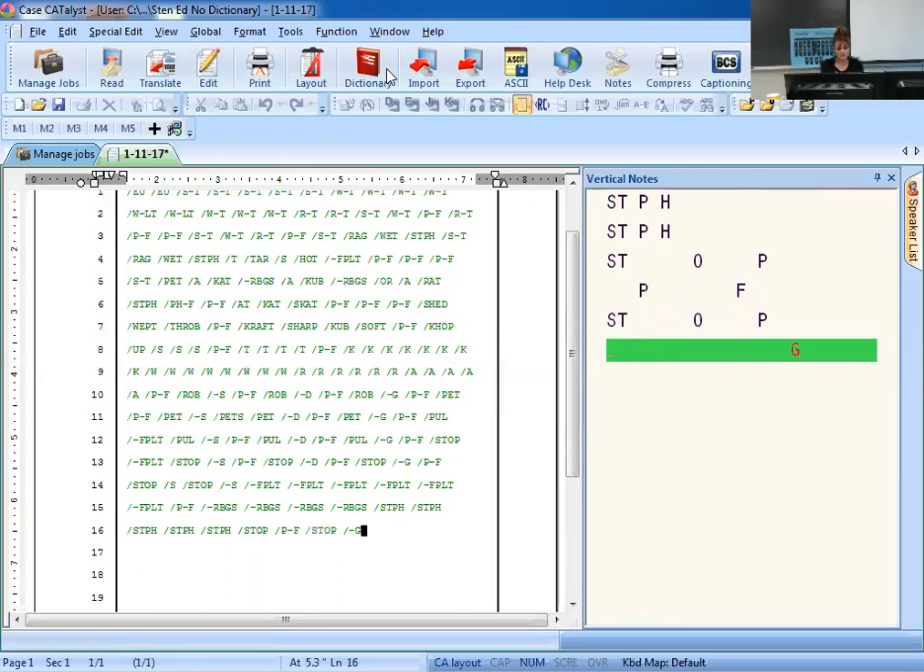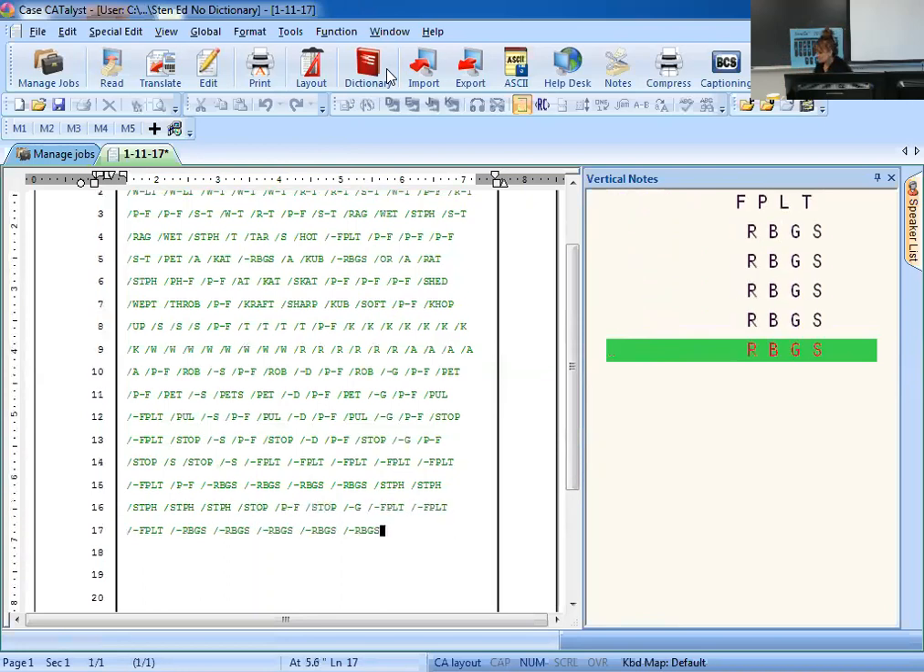And then here's some punctuation. Period is FPLT, comma, RBGS, question mark, STPH, okay? I'm going to just dictate and you write it on your machine.